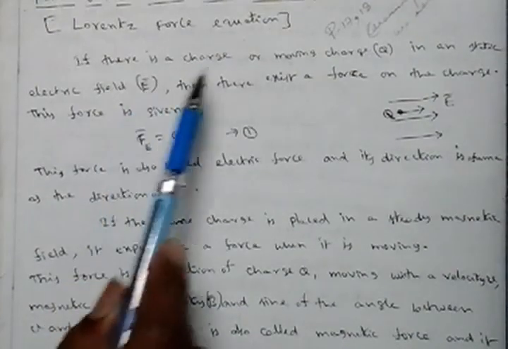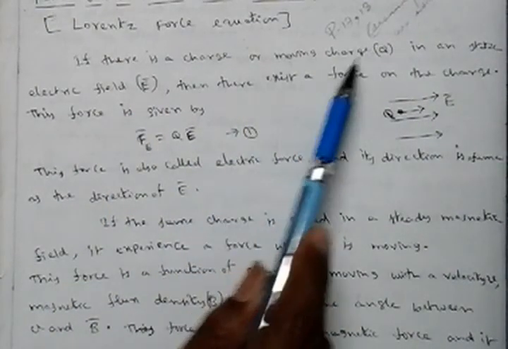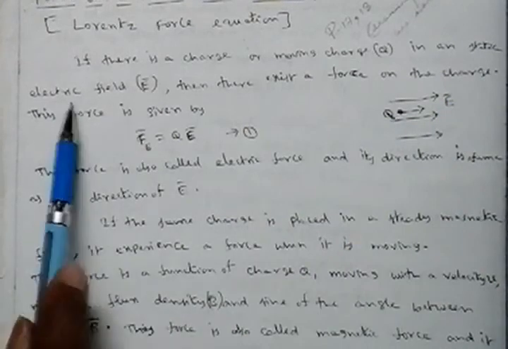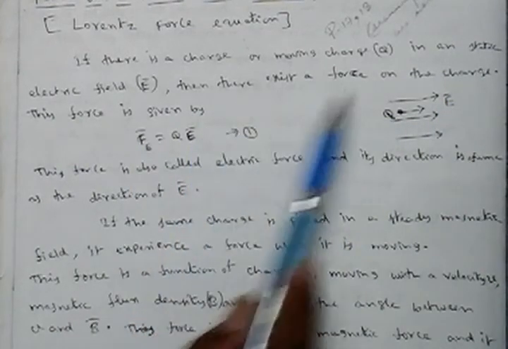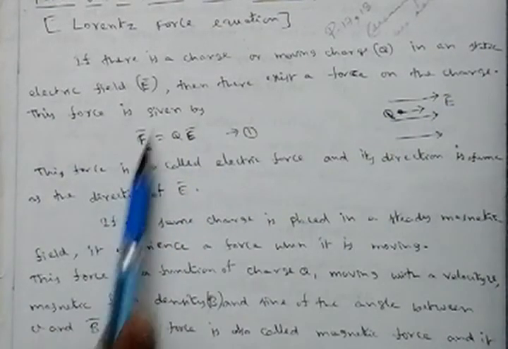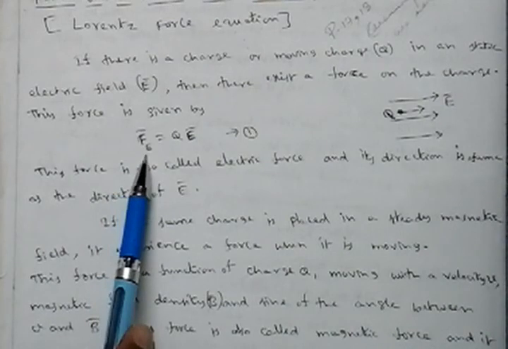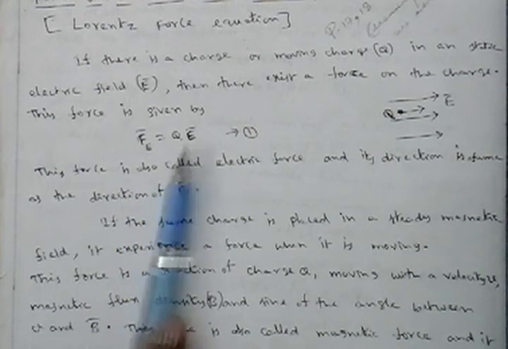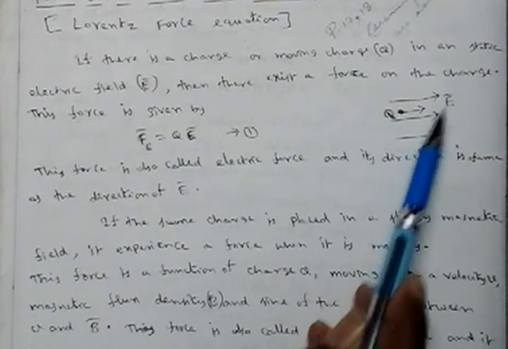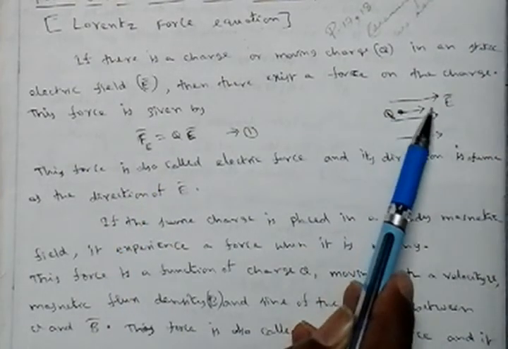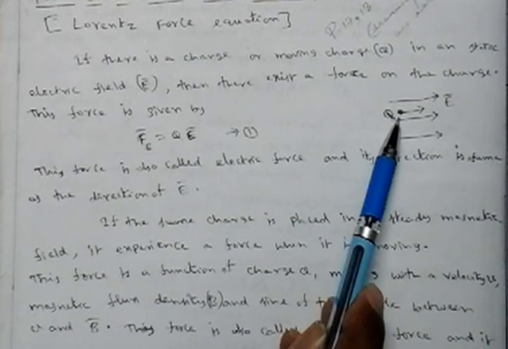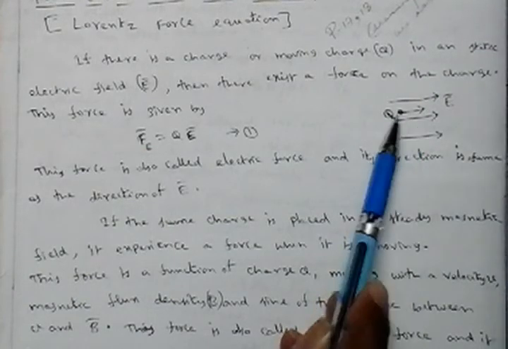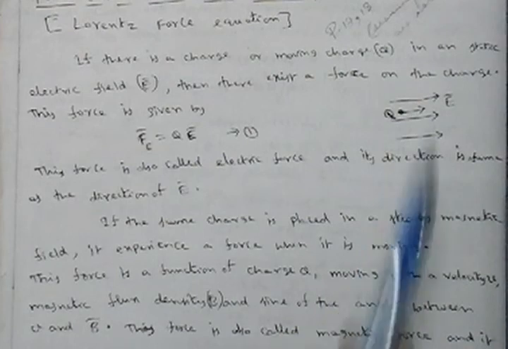If there is a charge or moving point charge Q in an electric field E bar, then there exists a force on the charge. The force due to the electric field is given by F_e bar equal to Q into E bar. This is the electric field in which charge q is placed. This charge q will move in this electric field direction with some velocity.